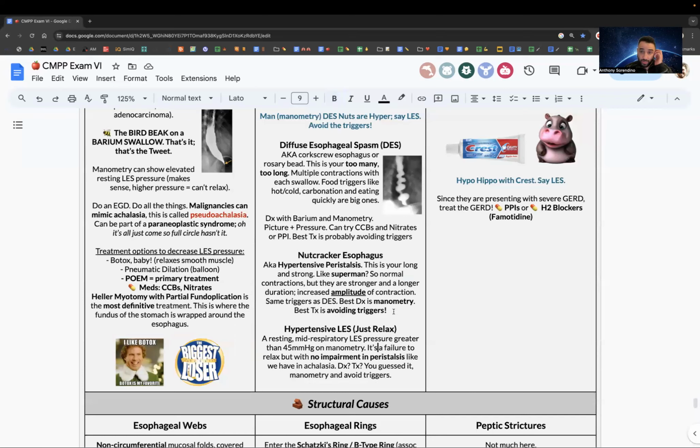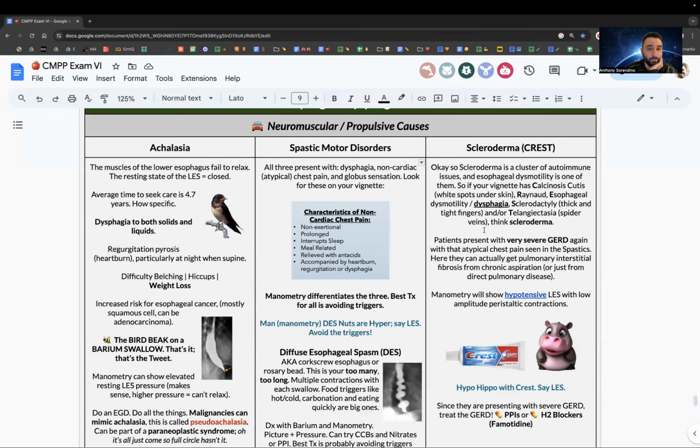And all right, so the last one here of the neuromuscular propulsive is scleroderma, which is part of this CREST syndrome. So scleroderma is a cluster of autoimmune issues, and esophageal dysmotility is one of them. So if your vignette has calcinosis cutis, which is white spots under the skin, Raynaud's phenomenon, esophageal dysmotility, which is why this is on this PowerPoint, sclerodactyly, which are thick and tight fingers, or telangiectasia, which are spider veins, your answer is going to be scleroderma, okay?